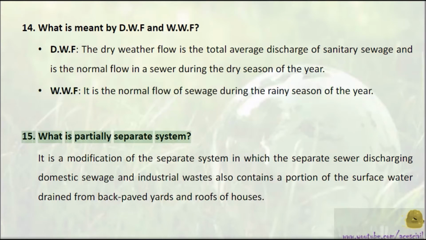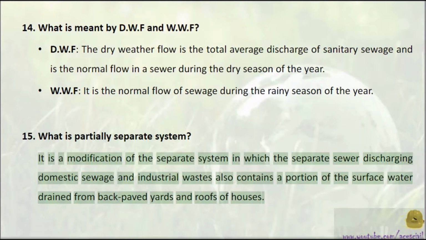What is partially separate system? It is a modification of the separate system in which the separate sewer discharging domestic sewage and industrial wastes also contains a portion of the surface water drained from back paved yards and roofs of houses.